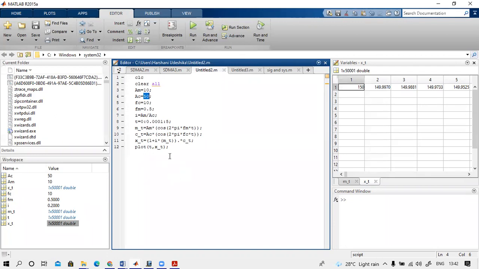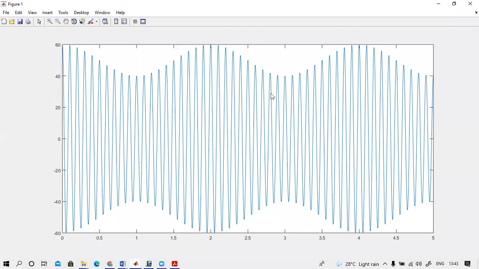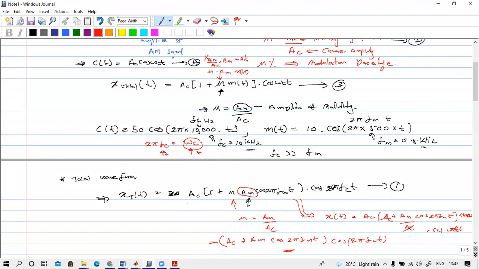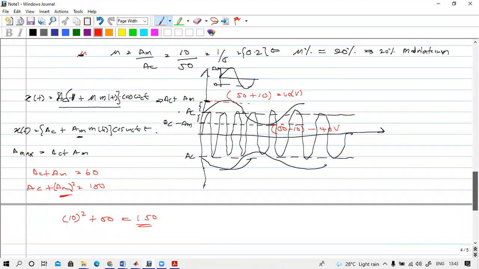So what should I do? I should remove this one amplitude, AM, from this mu, okay? So I removed it here. Then I will get, so you can see now my modulated signal is okay, no? So I have maximum 60 amplitude, okay? And you can see that minimum is equal to 40, no? So here this signal is correct, no? This is a normal modulation, 20% modulation, okay? So here I get the correct one.